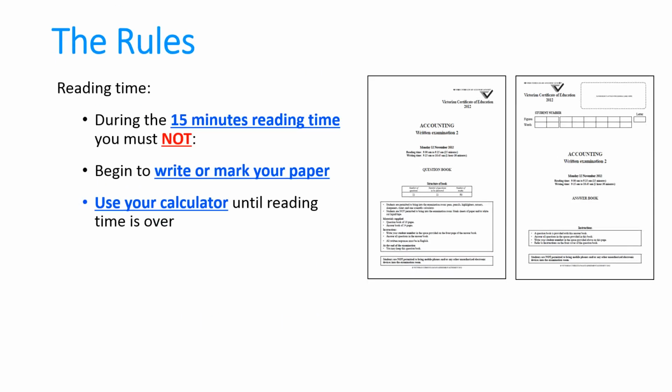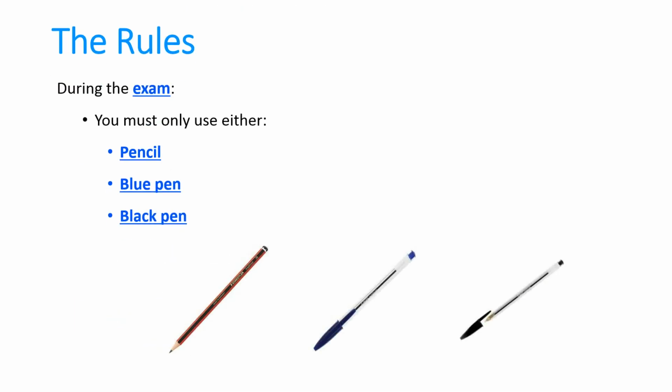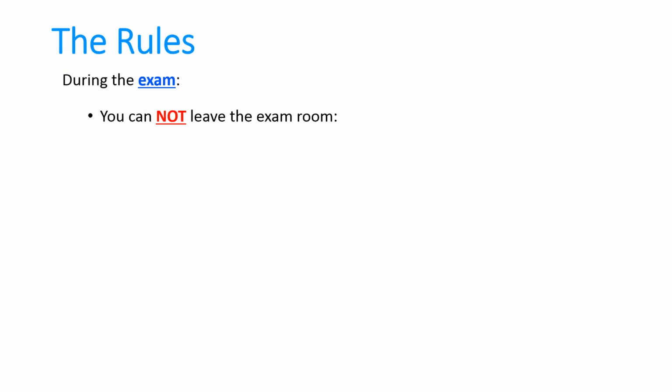Reading time. During the 15 minutes, it is reading time. You can't mark the paper in any way with an asterisk or a star or anything like that. You can't use your calculator. You can simply look at the paper and touch it. That's it. During the exam, you can only use pencil, blue pen, or black pen. No red pen, no green pen, highlighters and so on. Just pencils, blue pens, and black pens.